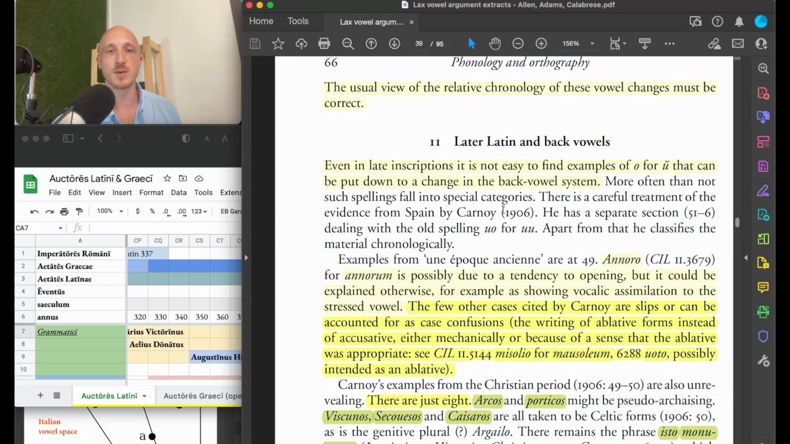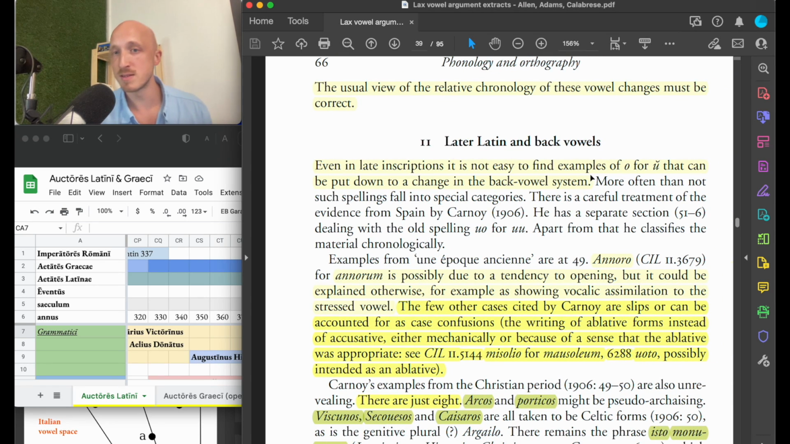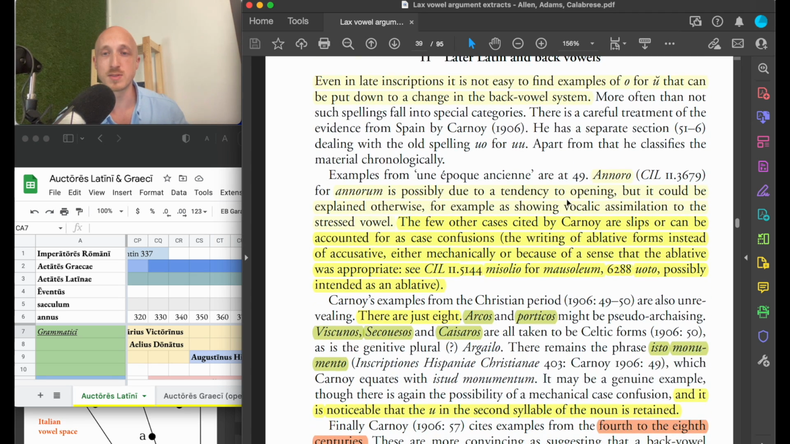Later Latin and back vowels. Even in late inscriptions, it is not easy to find examples of O for U that can be put down to a change in the back vowel system. There's anoro for anorum, possibly due to a tendency to open, but it could be explained otherwise, for example, as showing vocalic assimilation to the stressed vowel. The few other cases cited by Carnoy are slips or can be accounted for as case confusions. The writing of ablative forms instead of accusative, either mechanically or because of a sense that the ablative was appropriate.